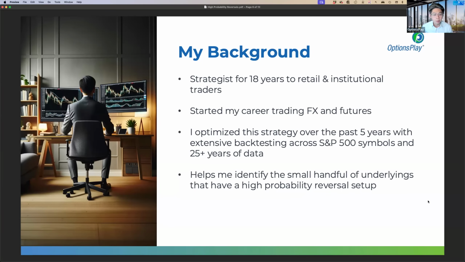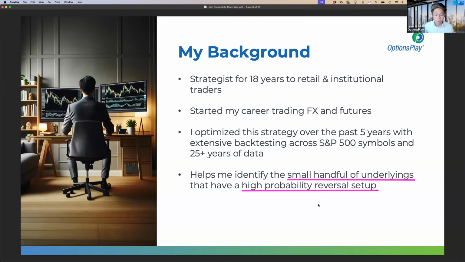And what I'm going to be showing you today is specifically a strategy that I've started optimizing over the last few years, specifically the last 5 years, with extensive backtesting across the major S&P 500 symbols, looking at about 25 years plus worth of data to help me identify what is a small handful of underlyings that have a high probability reversal setup.